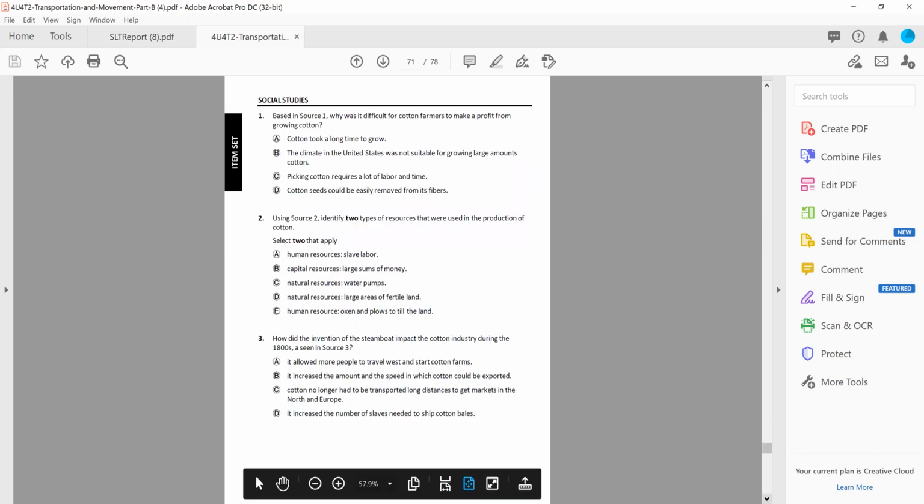So let's go to the question. Number one, based on source one, why was it difficult for cotton farmers to make a profit from growing cotton? A, cotton took a long time to grow. B, the climate in the United States was not suitable for growing large amounts of cotton. C, picking cotton requires a lot of labor and time. D, cotton seeds could be easily removed from its fibers.